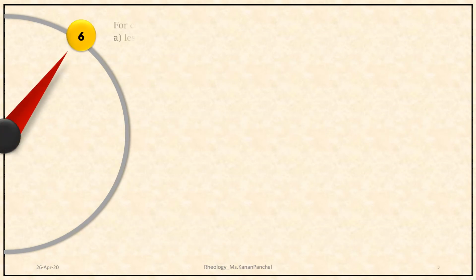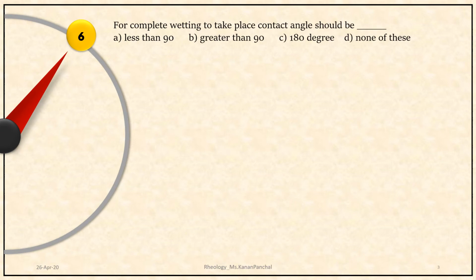So let us continue. For complete wetting to take place, what should be the contact angle? Less than 90, greater than 90, 180 degree or none of these? The answer is none of these. Because for complete wetting to take place, the contact angle should be 0 degrees. If it is 180 degree, no wetting will take place. And as the contact angle decreases, wetting increases.